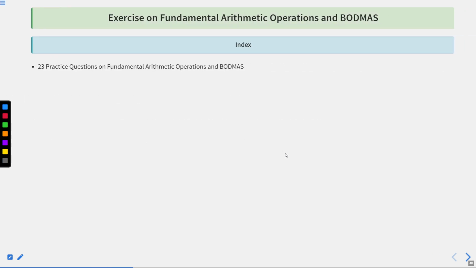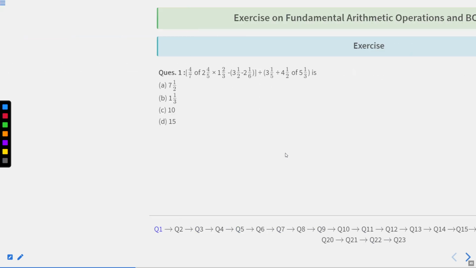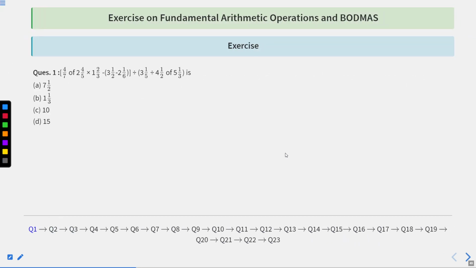So in this lecture, we will see 23 questions on fundamental arithmetic operation and BODMAS. So let us start with the very first question. In this question, the expression is given to us and we have to simplify it.